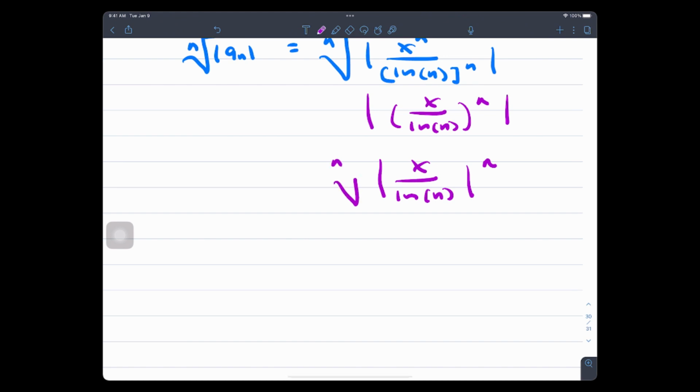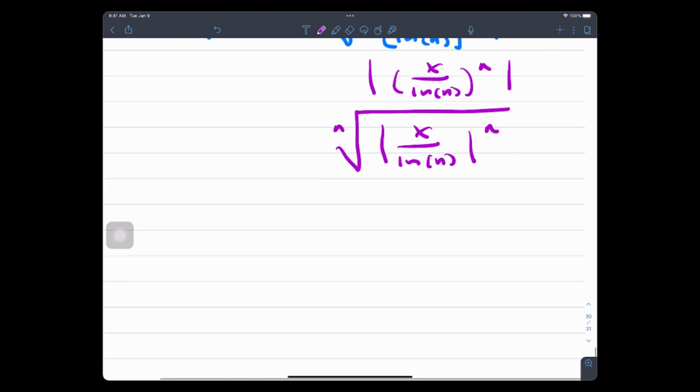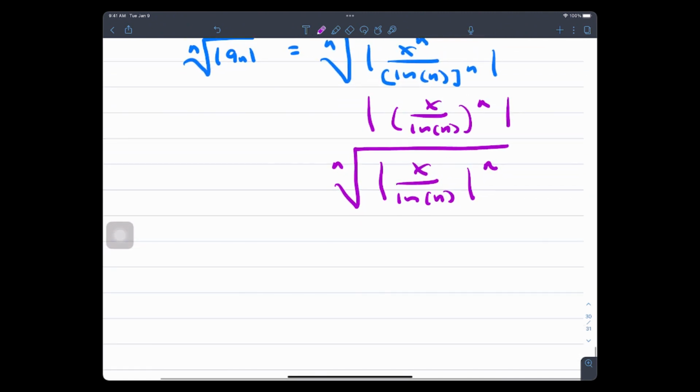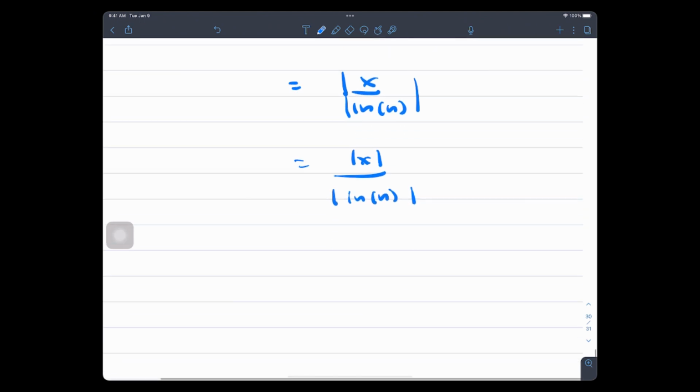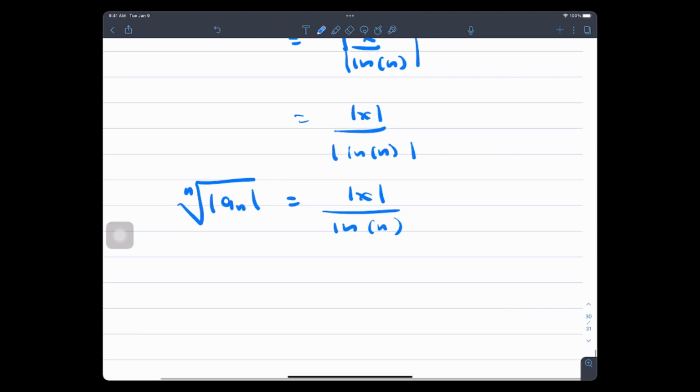And if you said, what if I have the nth root? Well, then that gets rid of my radical. So then this is the absolute value of x over the natural log of n. And by the product rule again, you get the absolute value of x, absolute value natural log of n, and n is positive. So this is the absolute value of x over natural log of n. So that whole thing is what you're going to have to take that limit of.